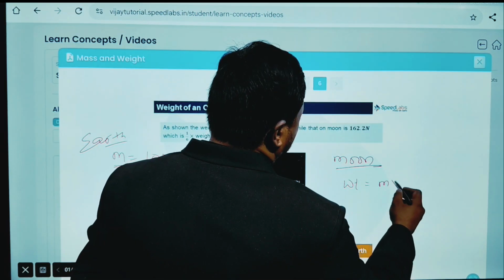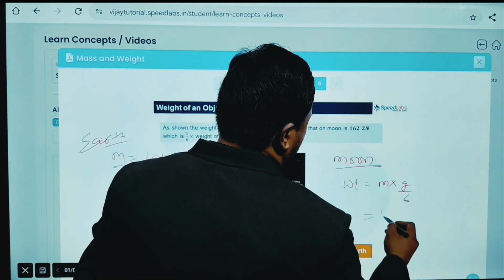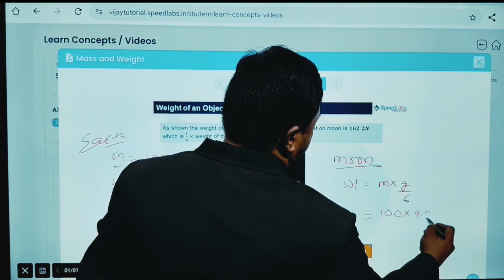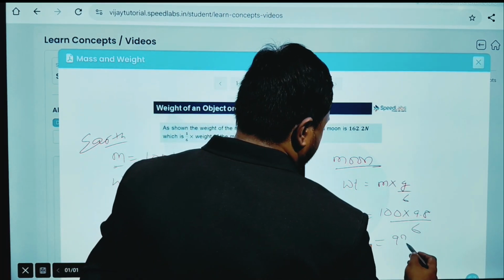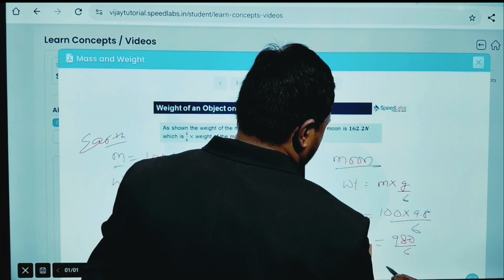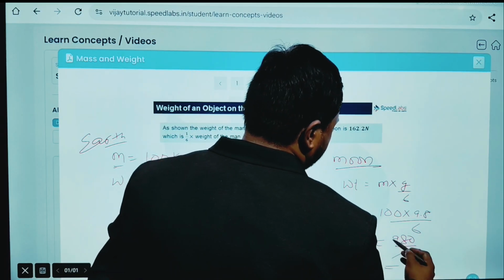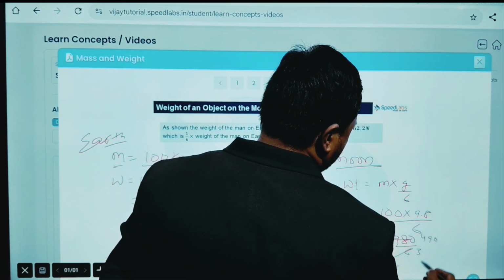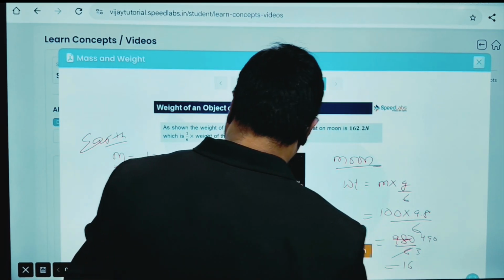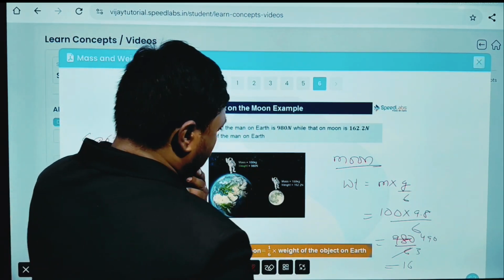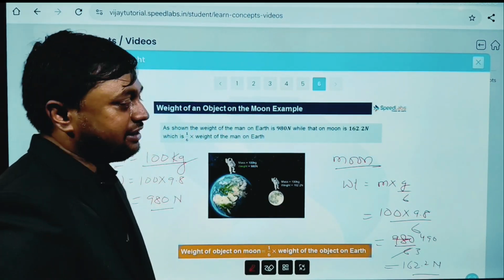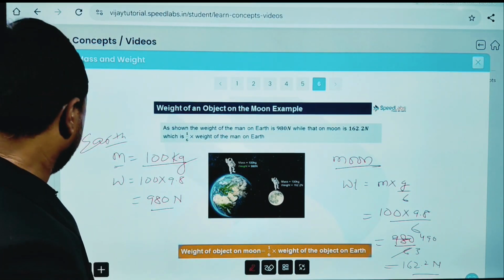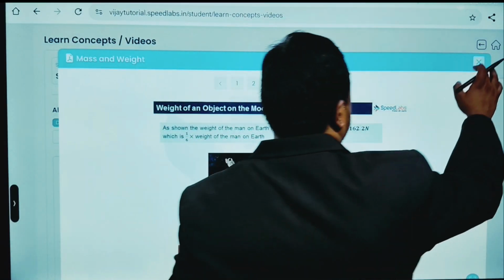If you send it to the moon, on the surface of the moon, what will be the weight? Weight is equal to m into g by 6 directly. So 100 into 9.8 by 6, which is 980 by 6. You can cancel 3 times, this is 490 by 3, so you will get 163.3 Newton approximately. We have done this experiment also. Very important, you should remember.